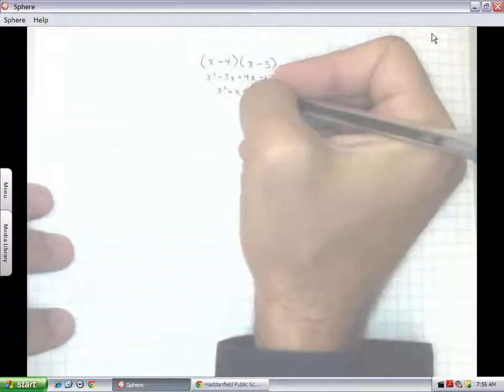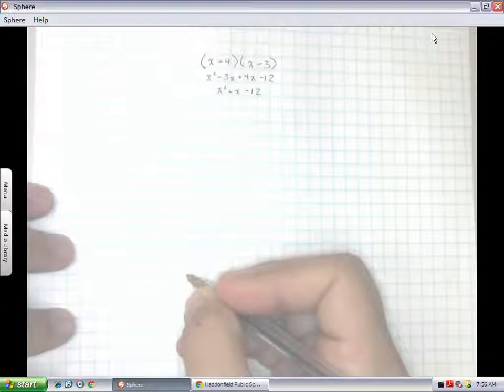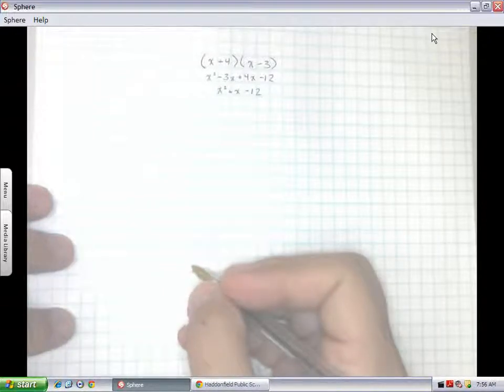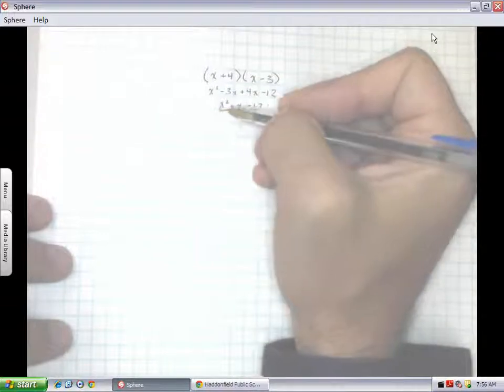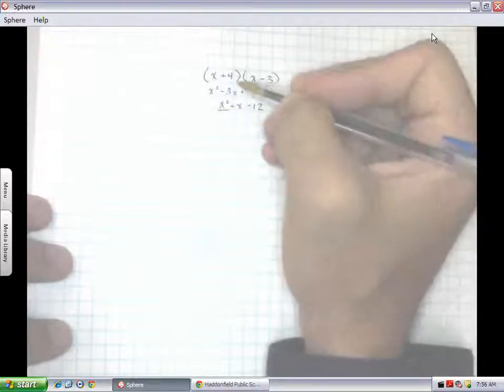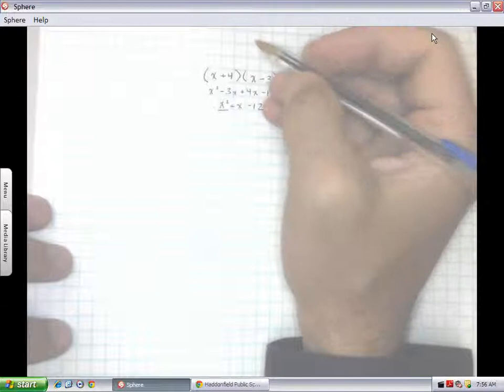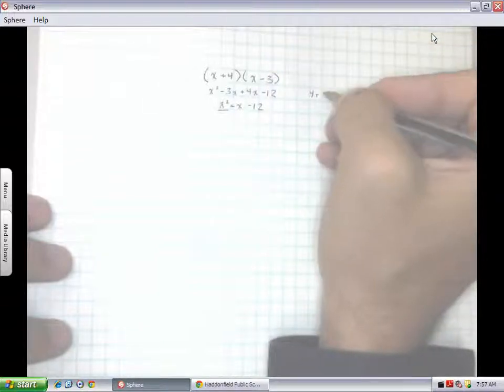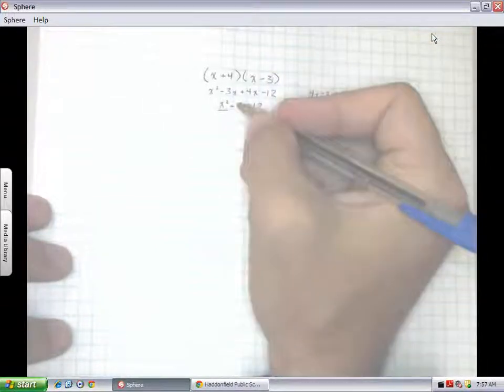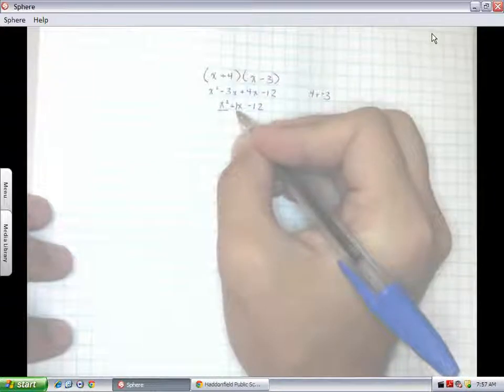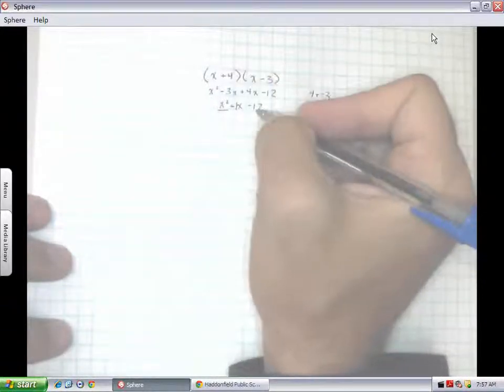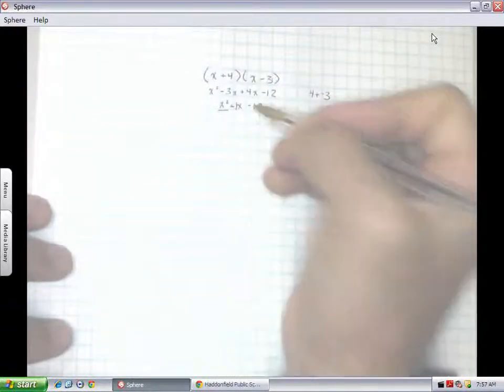x minus 12. However, it would be much easier if I had noticed earlier that the x and the x are going to give me the x squared. 4 plus negative 3 is going to make positive 1, which is going to be my middle term, and 4 times negative 3 is going to be my end term, negative 12.